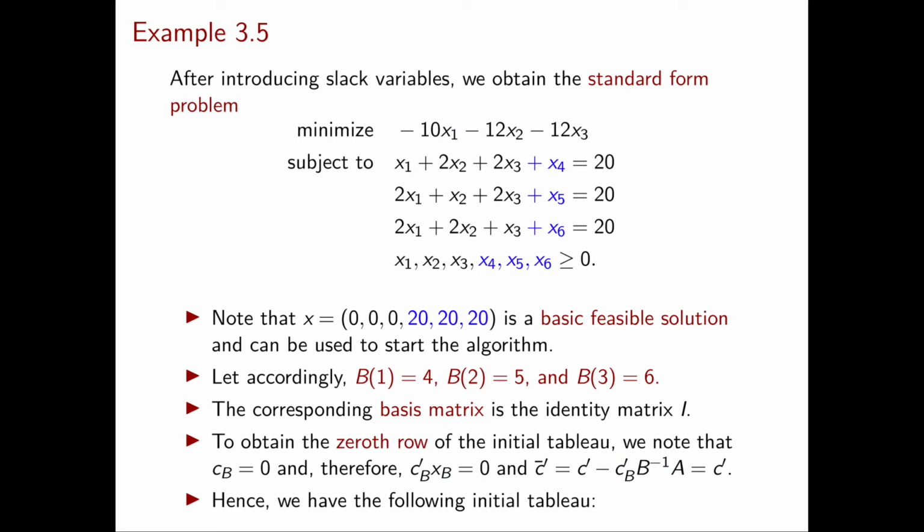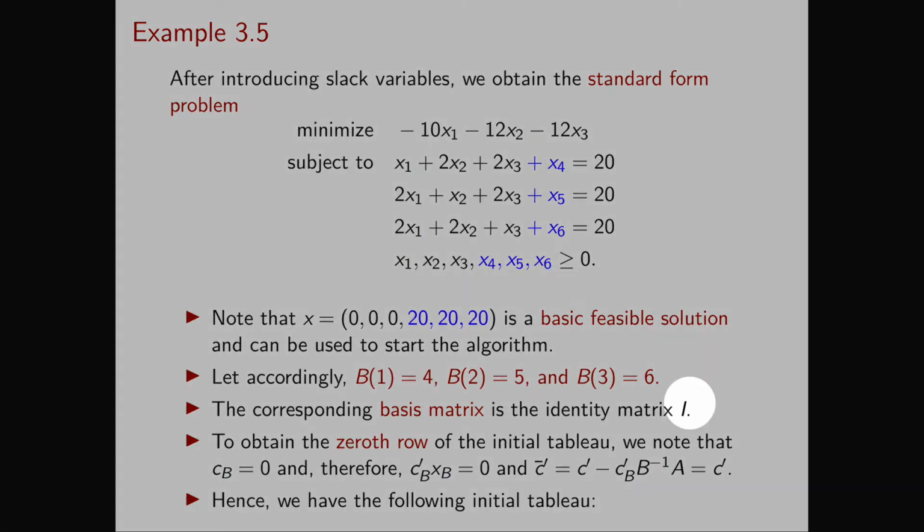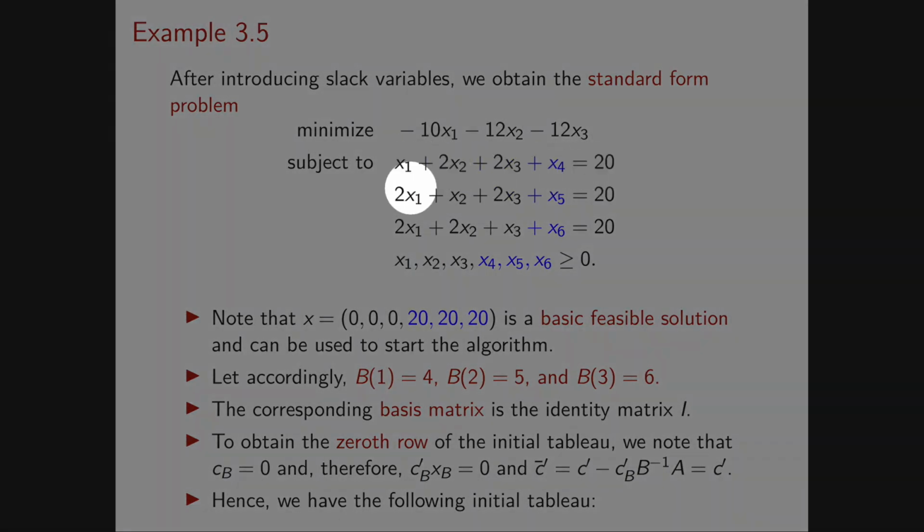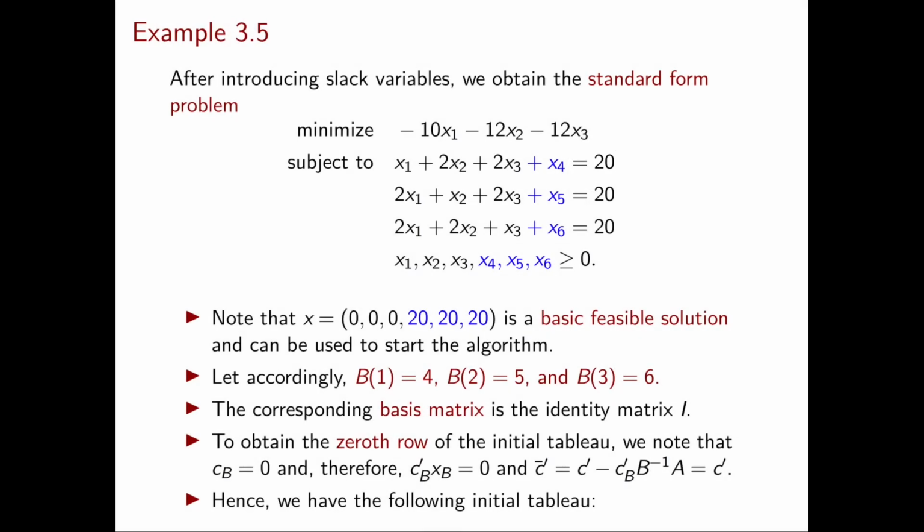In fact, we can fill in the entries of the initial tableau everywhere except in the 0th row. In the remaining rows, we only need to write B inverse times the matrix AB of the coefficients of this system. Since B inverse is the identity, we can just copy-paste all the coefficients of these constraints. Let us now compute the 0th row.